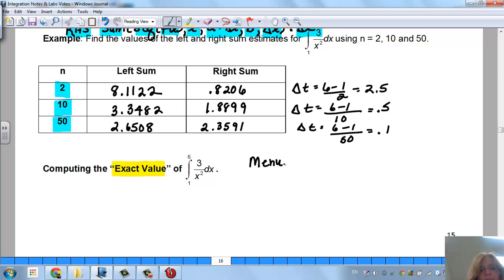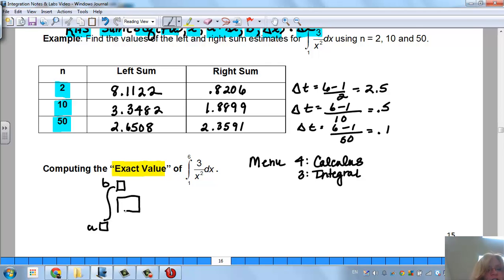Menu, then you're going to hit 4 for calculus, then you're going to hit 3 for integral, because that's what that is. It's the integral. We're doing integration. All right. What you're going to get is something like this. It's going to have a box here, because you need to put your beginning. This is your a. This is your b. So you're going to have to put where you start to where you end. Then you put your function in here. So this is your function, whatever it is going to be. Okay. And then it's going to say d box, and then normally you're going to put dx. Okay. So let's put this in our calculator.